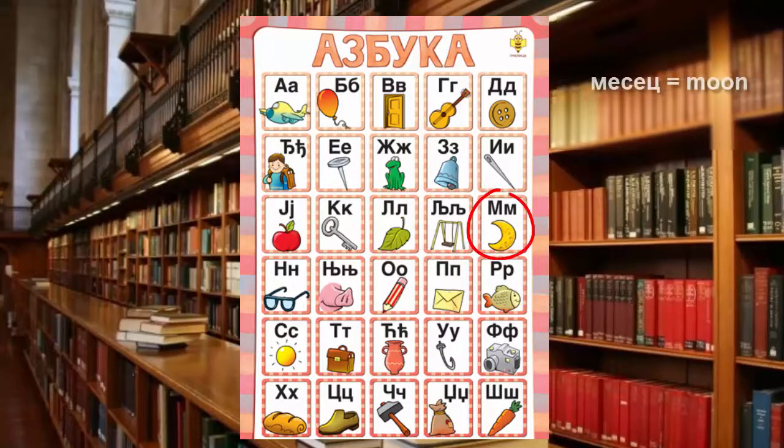Lj kao ljuljaška, M kao mesec, N kao naočare, Nj kao njuška, O kao olovka, P kao pošta, R kao riba, S kao sunce, T kao torba, Ć kao ćup, U kao udica, F kao fotoaparat, H kao hleb, C kao cipela, Č kao čekić, Dž kao džak, Š kao šargarepa. I to je to.